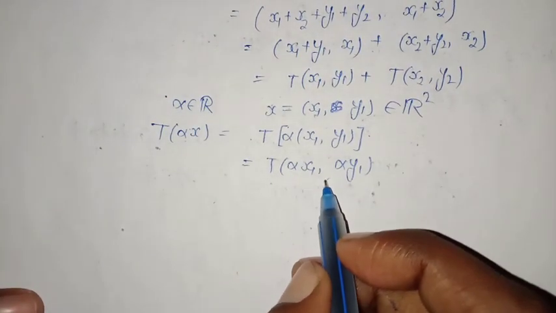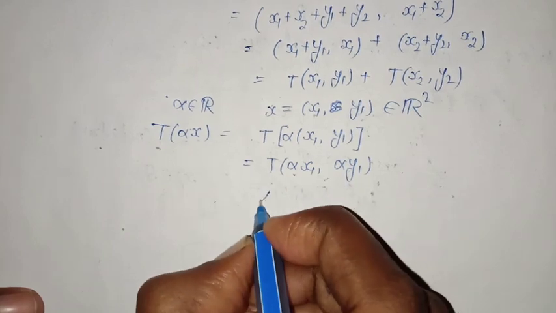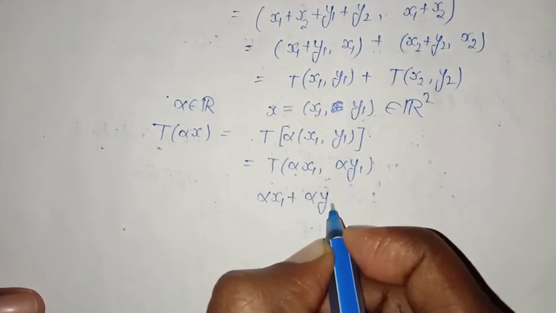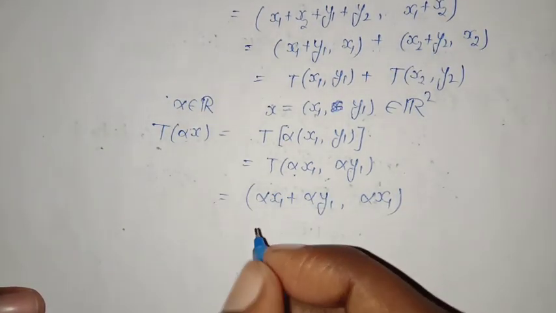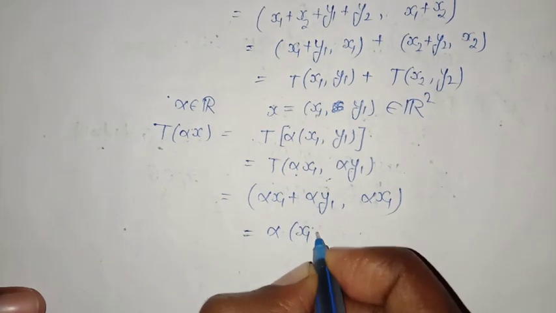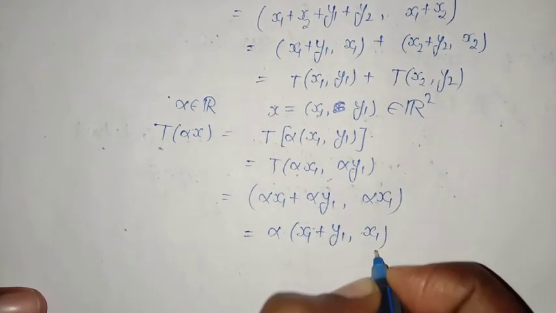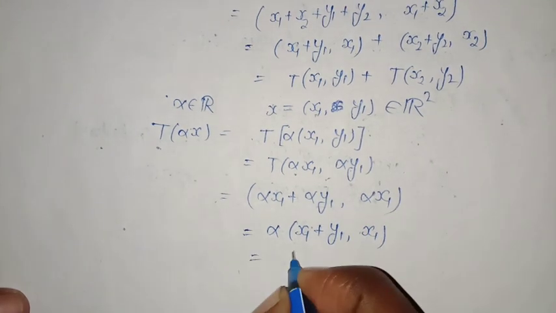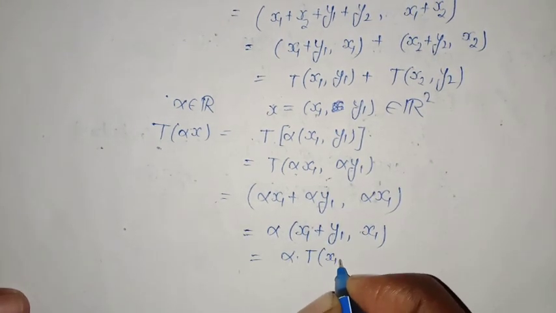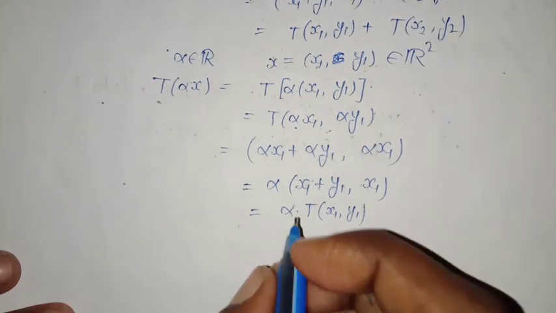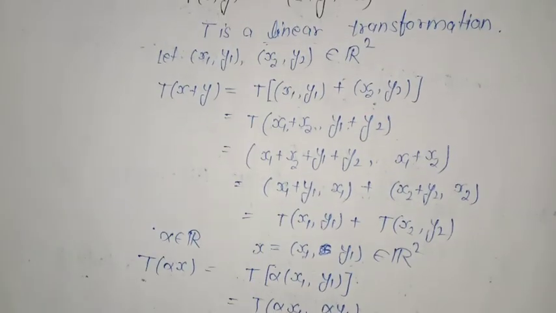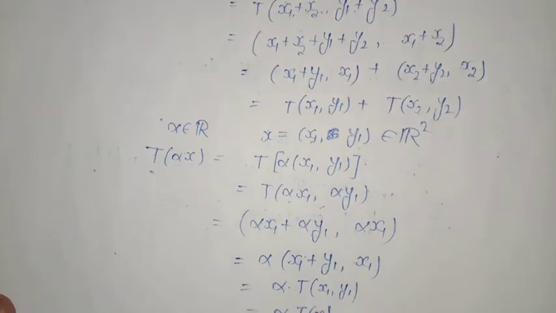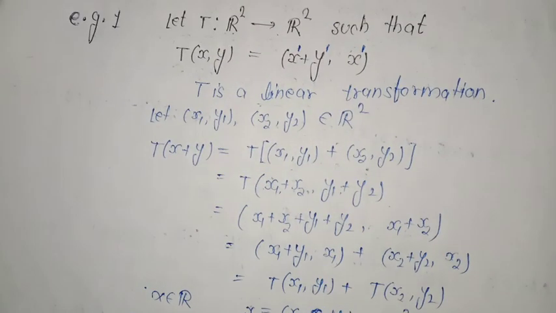Now we will apply the definition of the given transformation, that is x plus y, x. So this can be written as (alpha x1 plus alpha y1, alpha x1). Now if we take alpha outside, this becomes alpha times (x1 plus y1, x1). So this can be written as alpha times T of (x1, y1), and this can be written as alpha dot T of x. So we can see all the properties of a linear transformation are satisfied, but this is a very long process, and by checking just the degree, we can directly say that this transformation is linear.